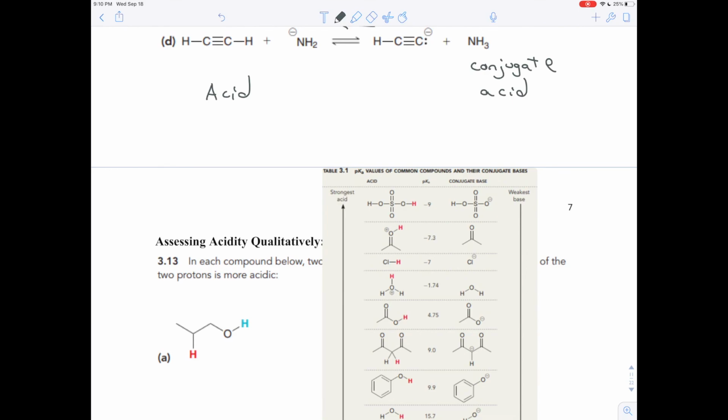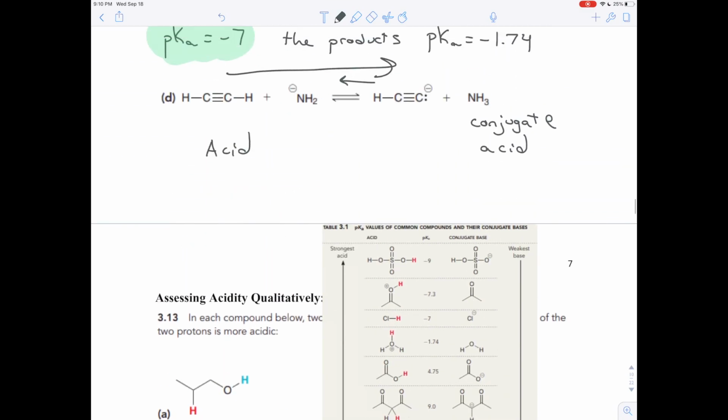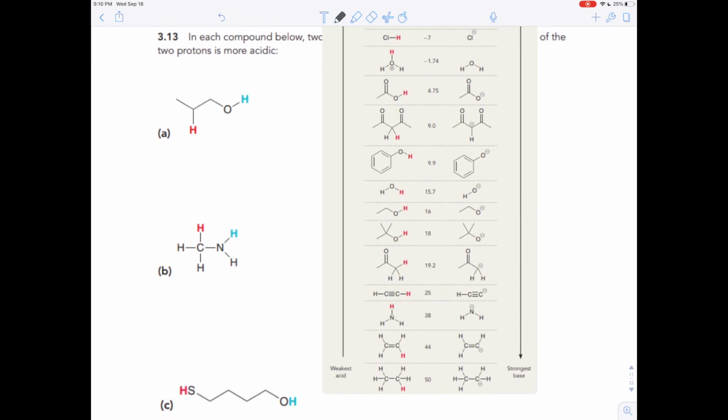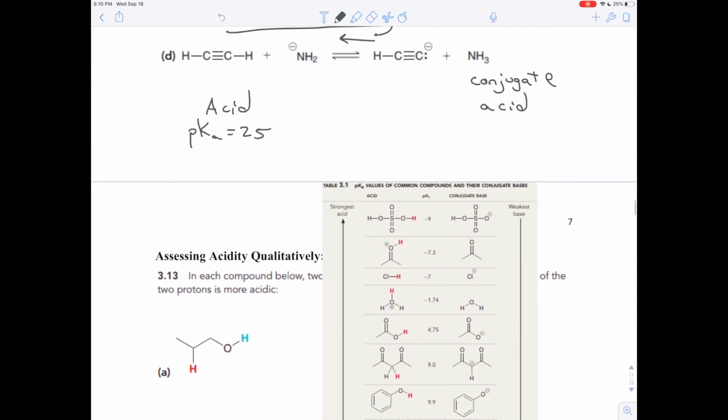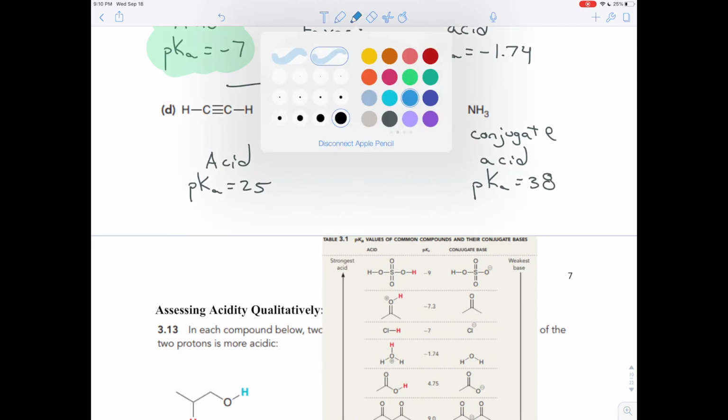And what we're doing here is we want to know whether the equilibrium will favor the right if this acid is stronger, or the reactants if this acid is stronger. And so we'll compare these quantitatively by looking at their pKa's. So first, acetylene, CH, that triple bond, we see that here it has a pKa of 25. So the pKa is 25. And then ammonia, NH3, we see that here it has a pKa of 38. So pKa equals 38. The smaller the pKa, the stronger the acid.